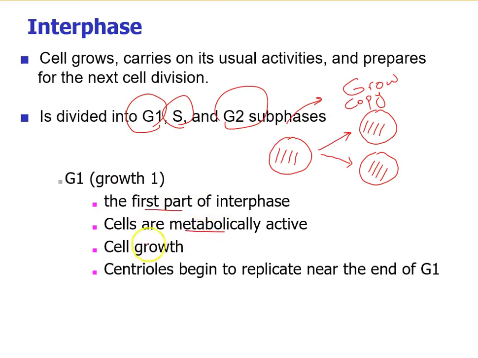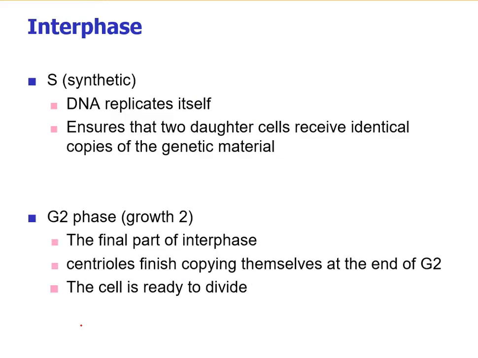Okay, so then at the end of G1, the centrioles, which we talked about before, one of our cytoskeleton components, an important tool for cell division, begin to replicate. We're going to have a copy of the centriole near the end of G1. The next phase is S phase, or synthetic phase.